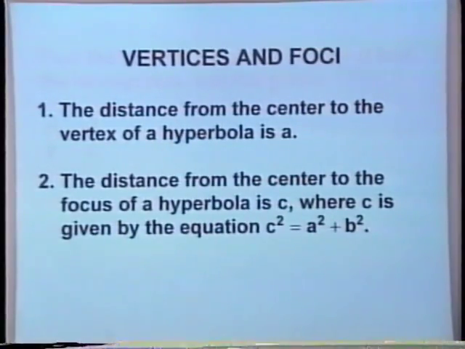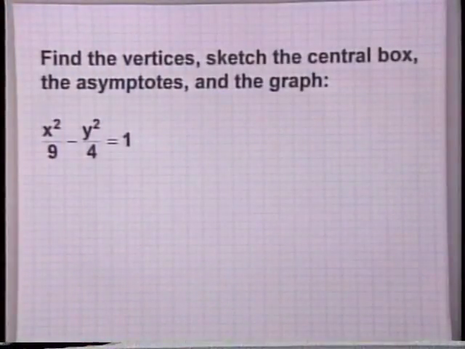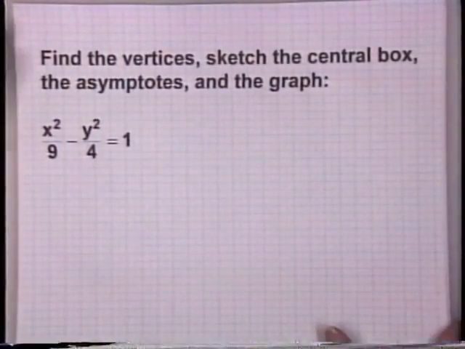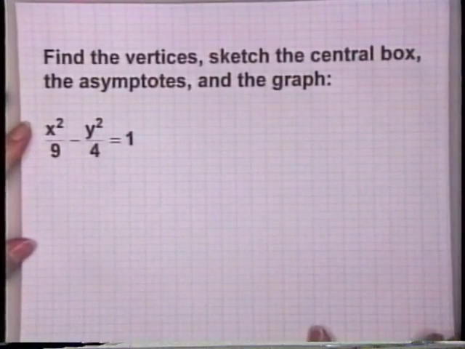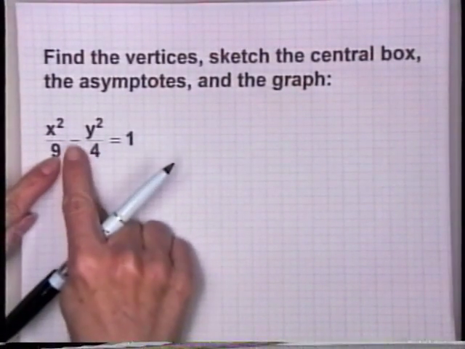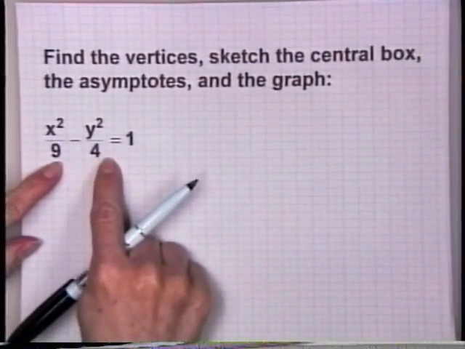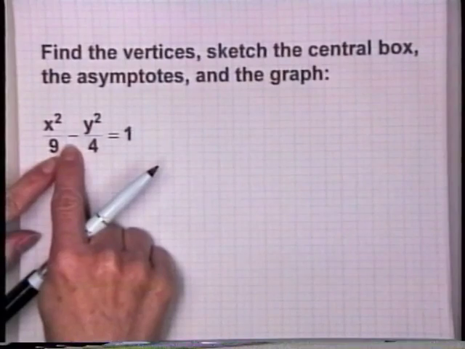Now, let's take this information to an equation and see if we can sketch the graph of a hyperbola. We're to find the vertices, sketch the central box and the asymptotes, and then the graph of our hyperbola. Let's look at this equation. x squared over 9 minus y squared over 4 equals 1. Notice I have x squared over a number, minus y squared over a number equals 1. Looks very much like the equation of the ellipse, but we're subtracting.